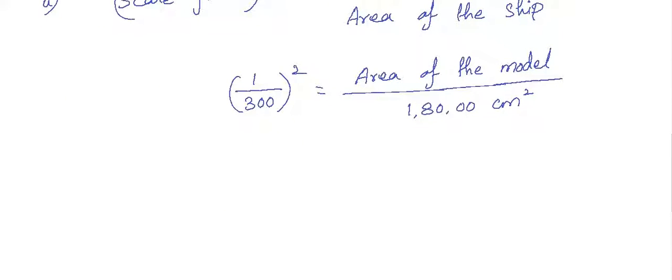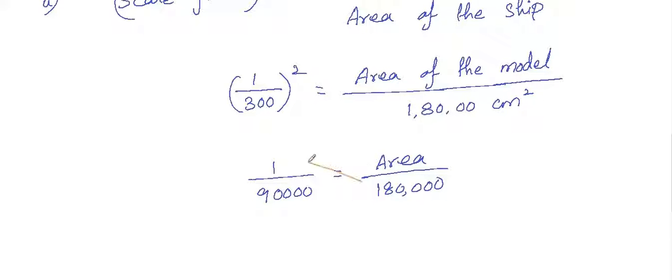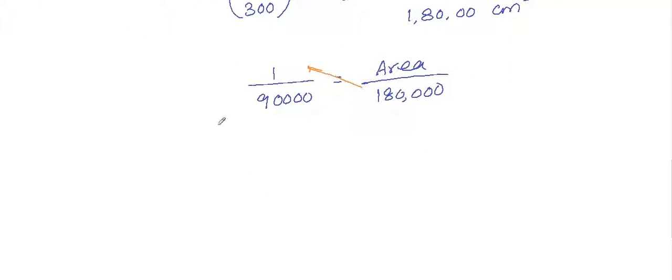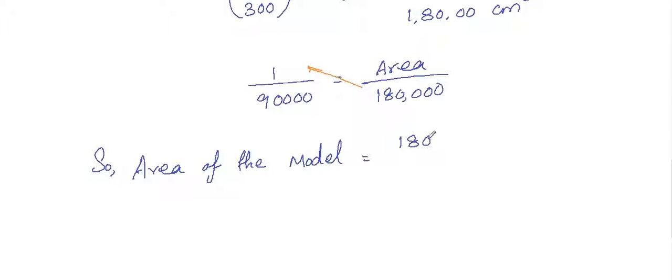So if we take a square of 300, we'll get 90,000. So 1 by 90,000 is equal to area of the model divided by 1,80,000. So just cross multiply like this. Area of the model equals 1,80,000 divided by 90,000. So which is 2 meters square. So the area of the model is 2 meters square.